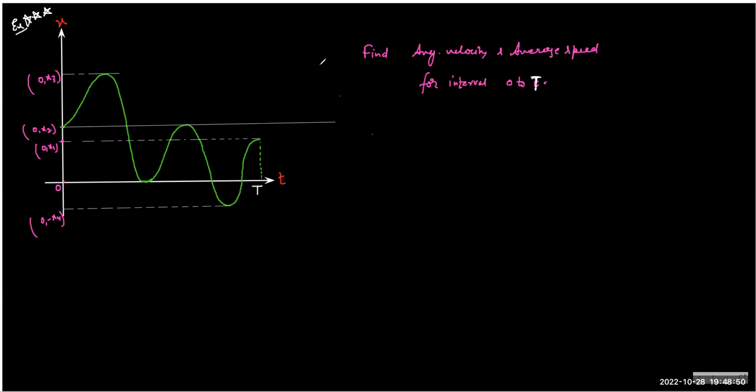Done, sir. Okay, so tell me the average velocity. Sir, is it x3 minus x1 by t? It is final minus initial, which is x2. That's it.